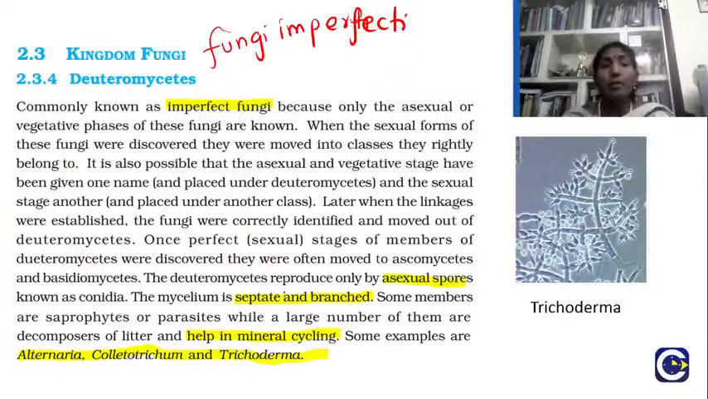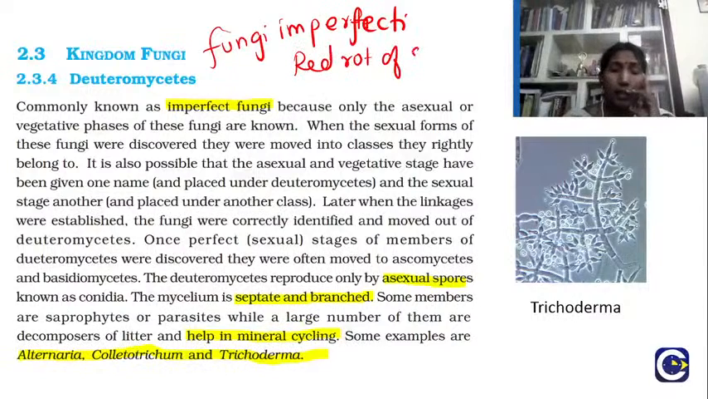So the mycelium will be septate, branched. Mostly the members are saprophytes or parasites, while large numbers are decomposers. They help in mineral cycling. The examples of deuteriomycetes are nothing but what we call the imperfect fungi. The red rot of sugarcane, and the early blight of potato that we talk about, are all because of these only.